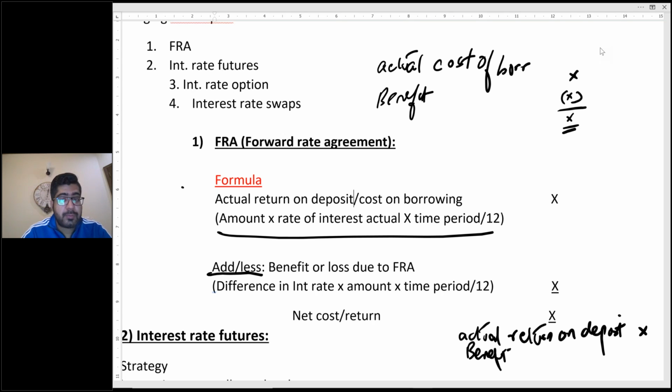You have written return on deposit here. So benefit is likely to increase return, therefore we add it. I have written both things, add less benefit or loss. Why am I adding or deducting? It depends on the case.